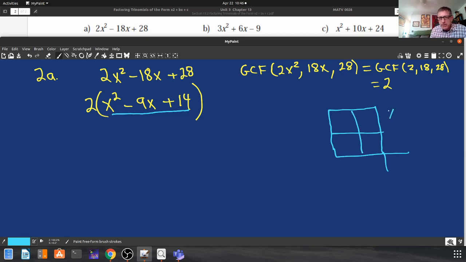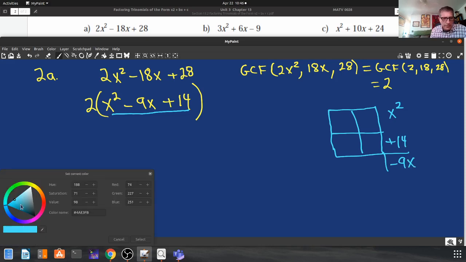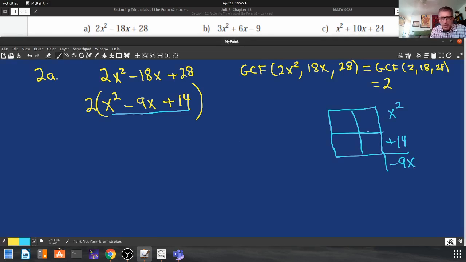So x squared at the top, constant term next, and then middle term. So these always are x's. Remember, they're only x's because the coefficient here is 1. Now look, the middle term is negative and this is positive. That means the factors of 14 have to both be negative. So let's try minus 7 times minus 2.